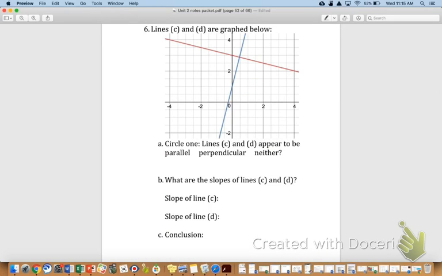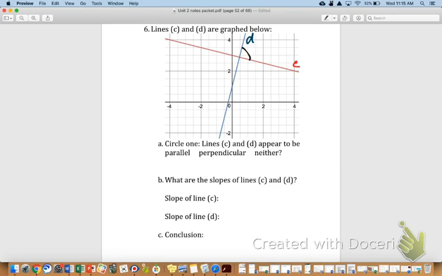Look at those two lines. Lines C and D. I'll label these for you because somehow the label got lost. So I'll call this line C and this line D. Do these lines appear to be parallel, perpendicular, or neither? Well, perpendicular lines form what kind of angles? Right angles, or 90-degree angles. Does that angle right in there look like a right angle?